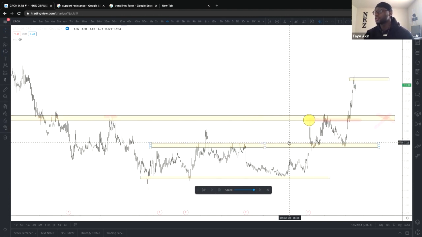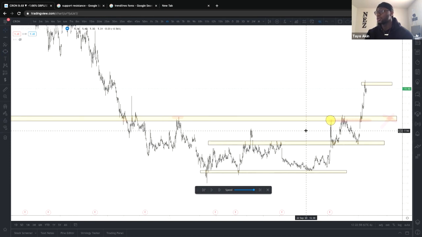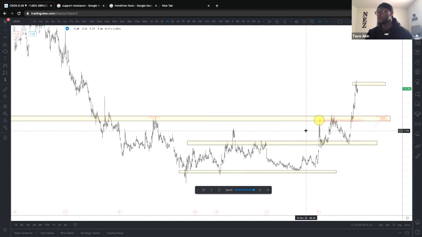So you've got to make sure you are reading the chart correctly in order to anticipate your zones. That's why I said having too many lines can make you contradict yourself or have the wrong lines and all that kind of stuff. So that's something you really want to avoid.